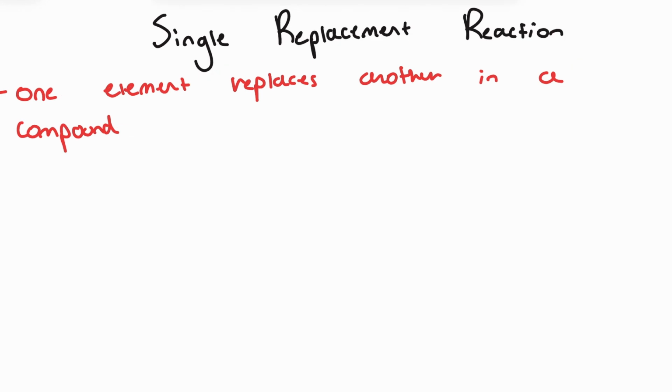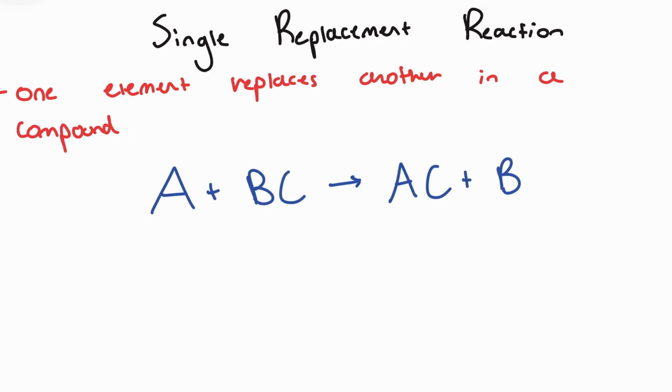In a single replacement reaction, one element is replacing another in a compound. This can be shown by the equation A plus BC, our reactants, form AC and B, our products. The important thing to remember about a single replacement reaction is that it is, again, talking about a single replacement.